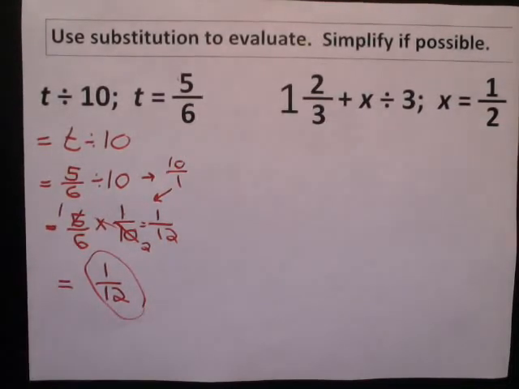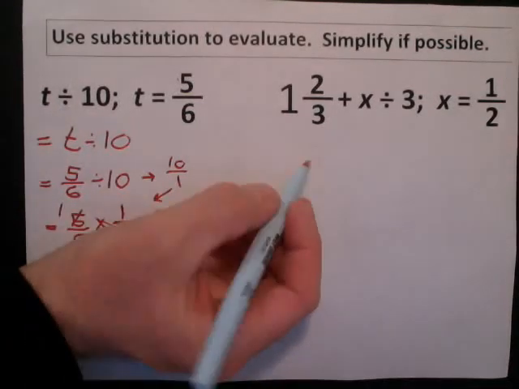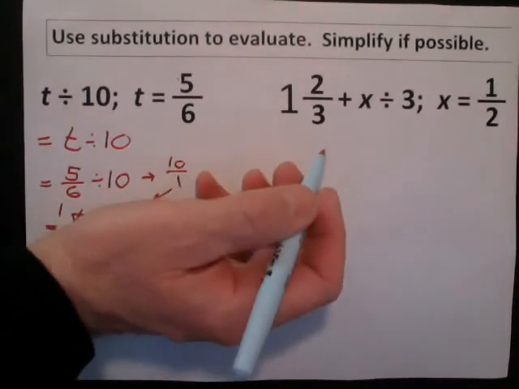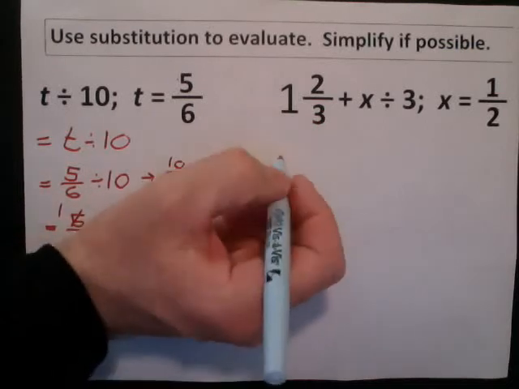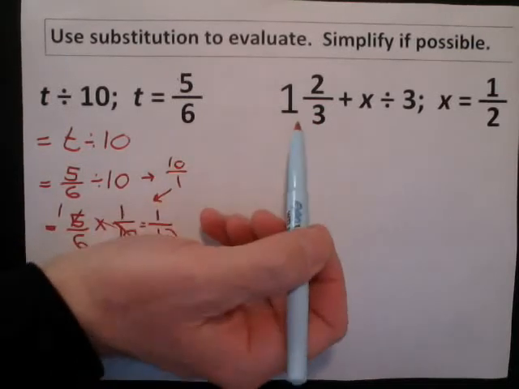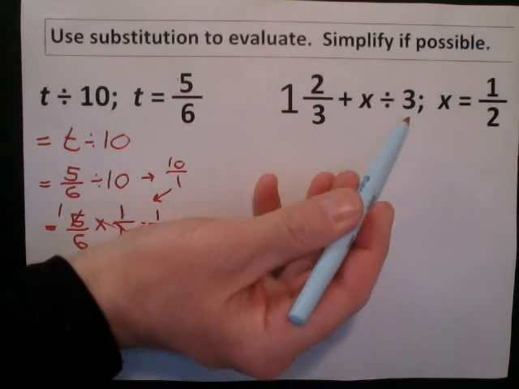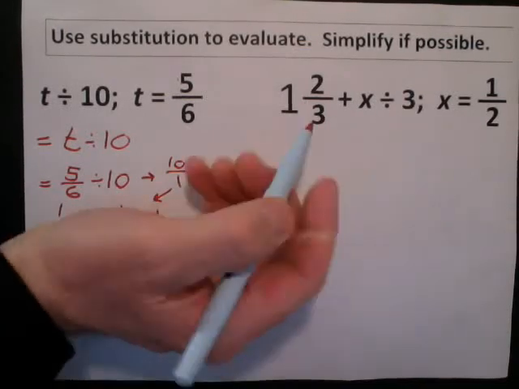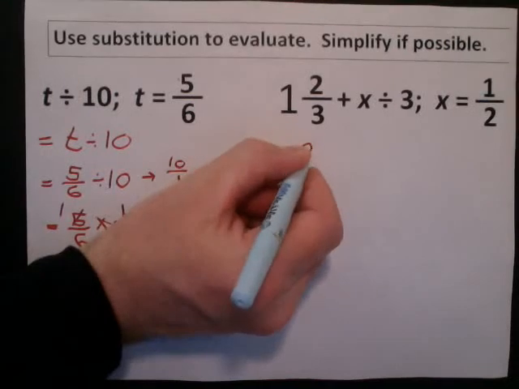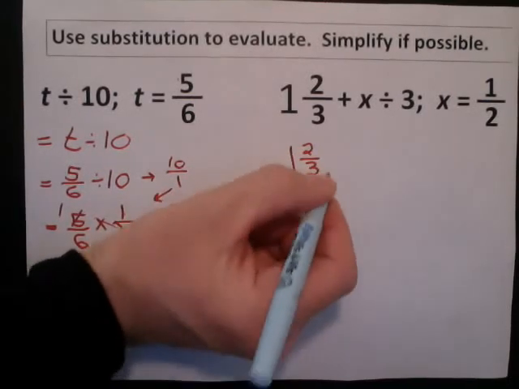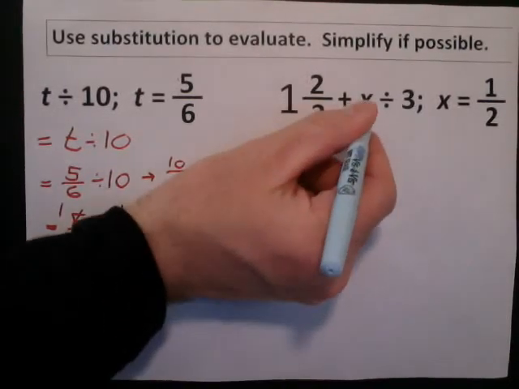Alright? Now, over here, this problem gets a little bit more complicated. Just a little bit more complicated. So we're going to rewrite the expression using substitution. So we're going to write 1 2/3 plus x.